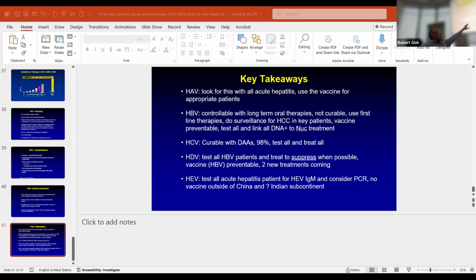This is alcohol-related hepatitis, alcohol-associated steatohepatitis, alcohol use disorder. These are all the new terms that we use. MALO, major adverse liver outcomes, and MACE, major adverse cardiovascular events. These are all terms that you can see published.